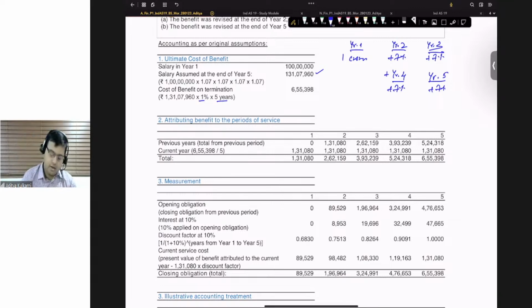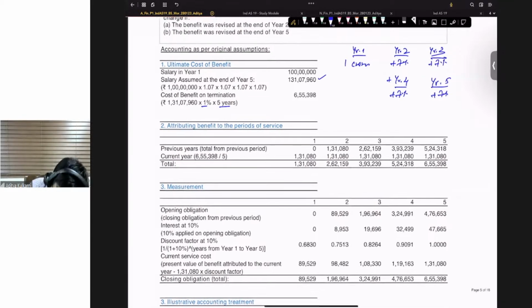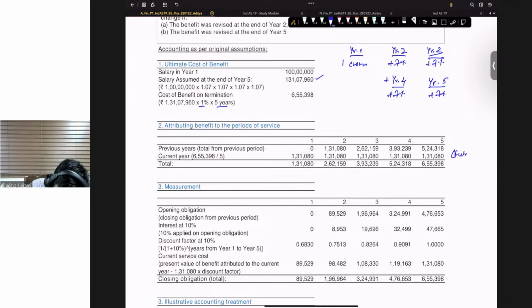Okay, all clear. Now we will have to attribute it. Is the 6,55,000 related only to year 5? No, it is related to services provided over a 5-year period. So we will have to do the attribution. So divided by 5, every year we will attribute 1,31,080. This is obviously future value.